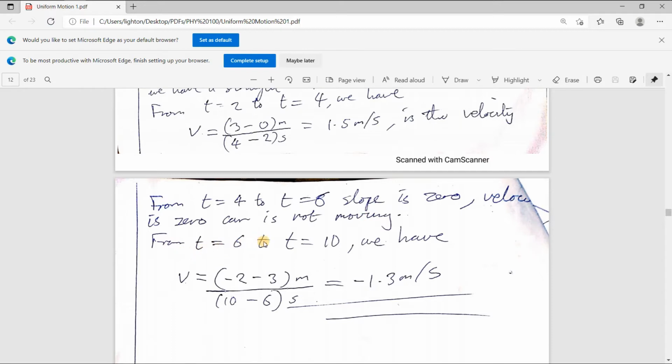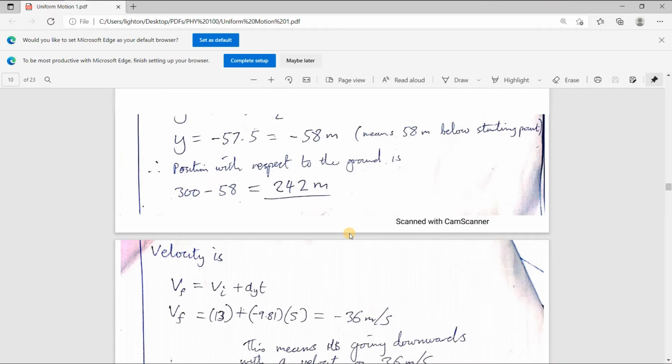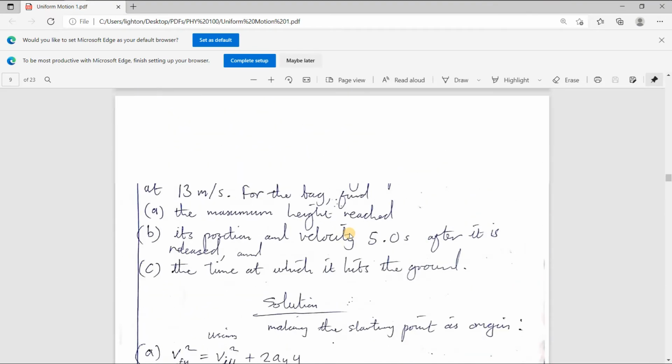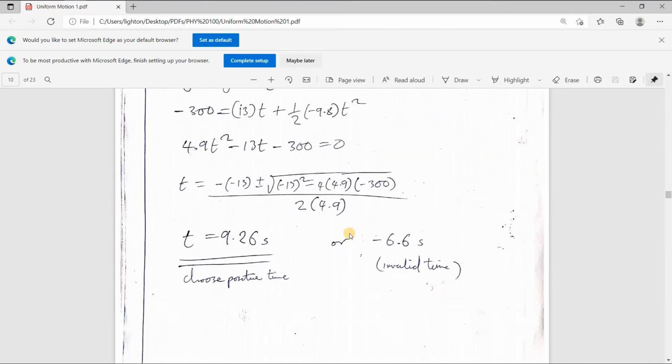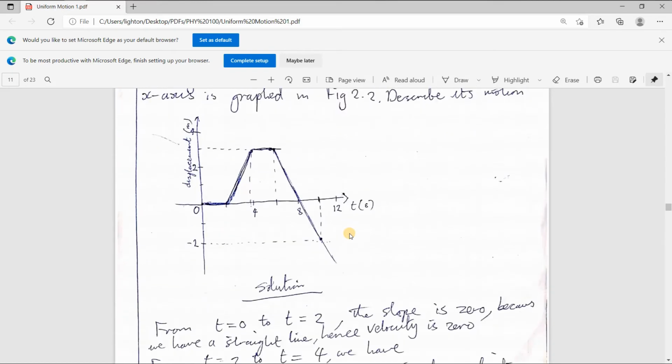Now from t equals 6 to t equals 10, we have, let's say, t equals 6 to 10. Wait, where am I? Where are you? From t equals, yeah.